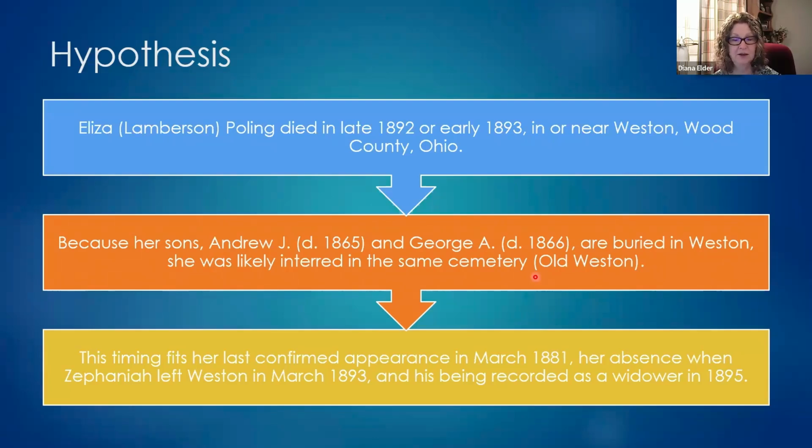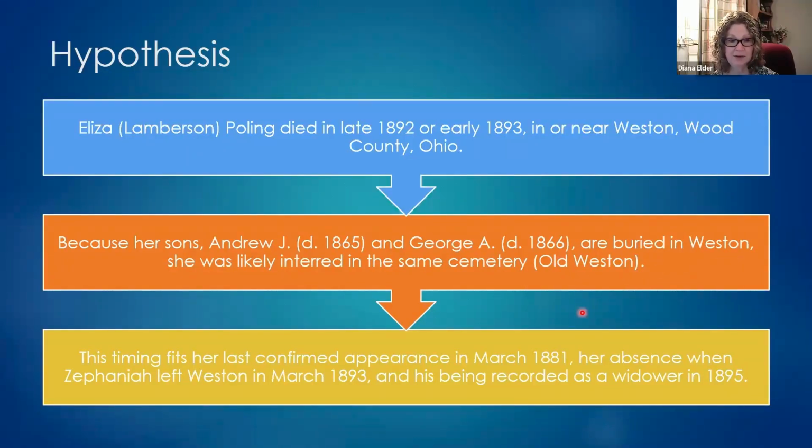Well, in the study group, and it's part of the Research Like a Pro process, we formulate a hypothesis based on all of that previous research that we just went through. And so this is what was hypothesized. Eliza Lamberson Poling died in late 1892 or early 1893 in or near Weston, Wood County, Ohio. Because her sons Andrew J., who died in 1865, and George A. died in 1866, are buried in Weston, she was likely interred in the same cemetery, which is Old Weston.